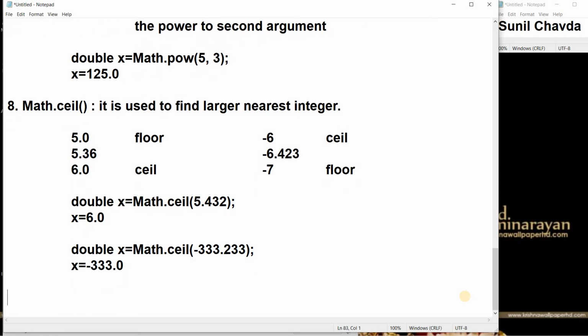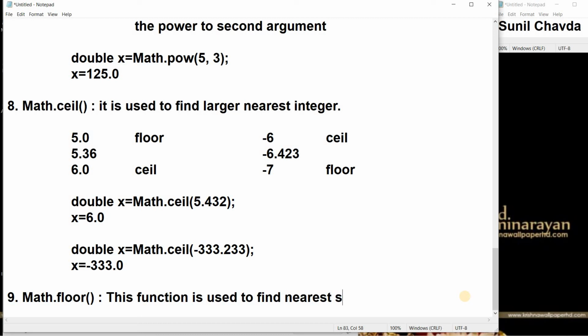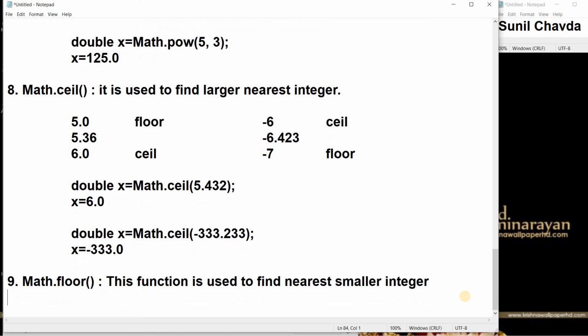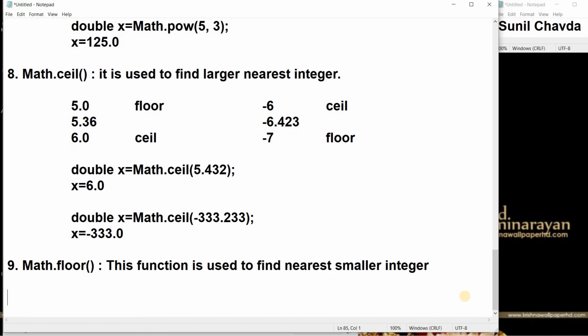The reverse of ceil is floor, so you can write Math.floor. This function is used to find the nearest smaller integer. Though it is finding the smaller integer, the answer is always in the form of double. So double x is equals to Math.floor, and in the bracket I am writing any random number.